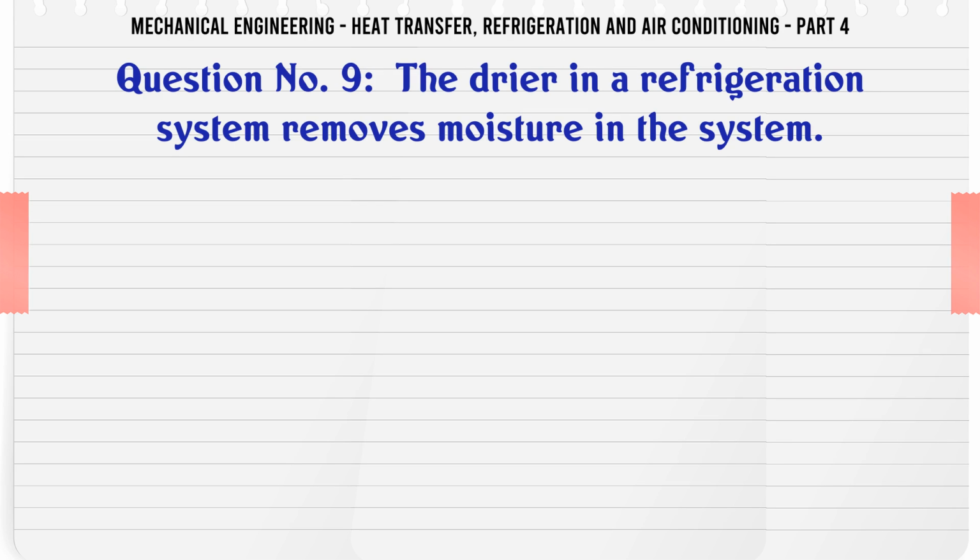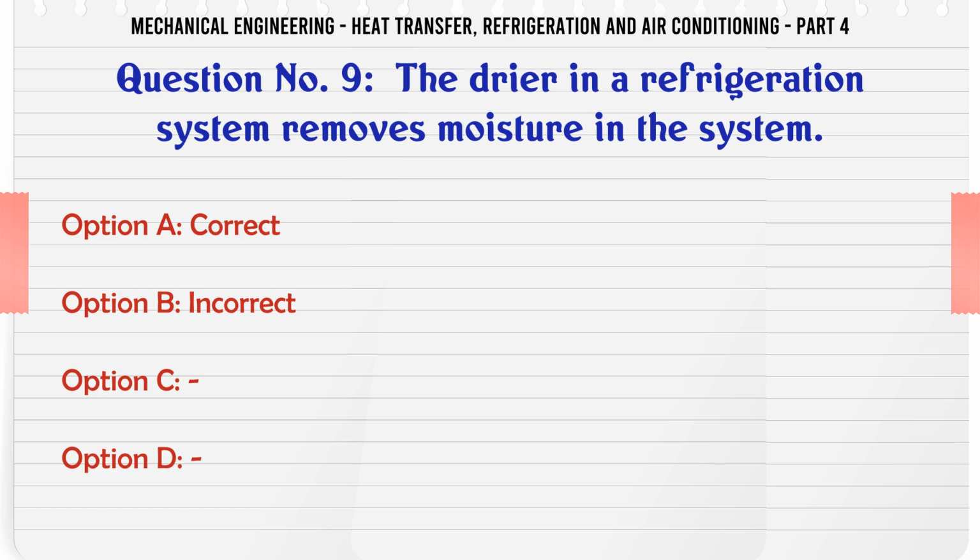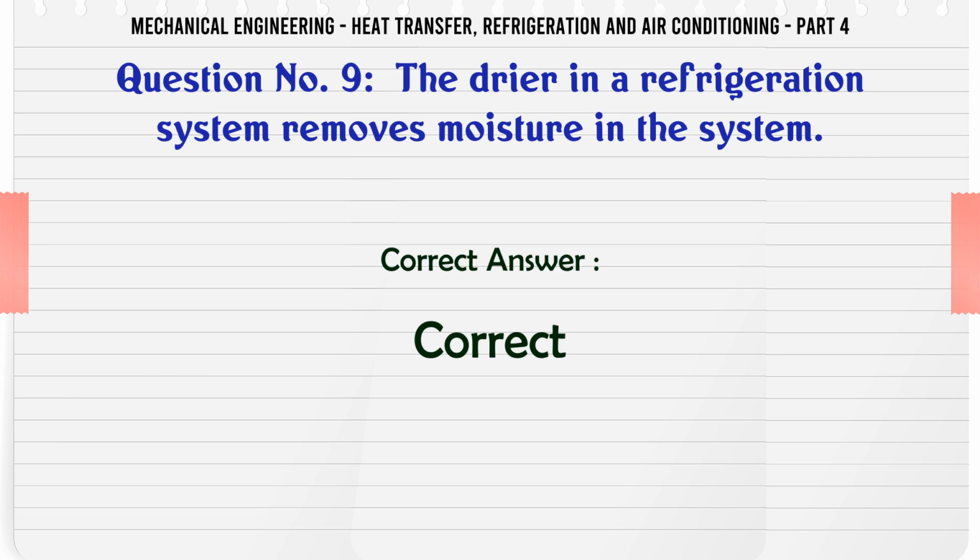The dryer in a refrigeration system removes moisture in the system. A. Correct. B. Incorrect. The correct answer is correct.